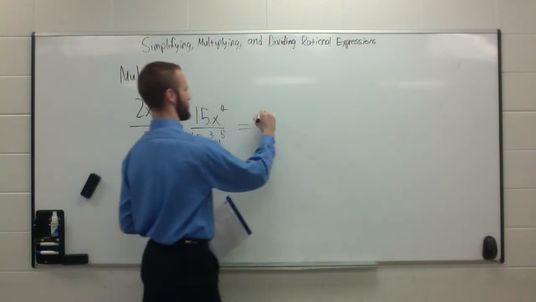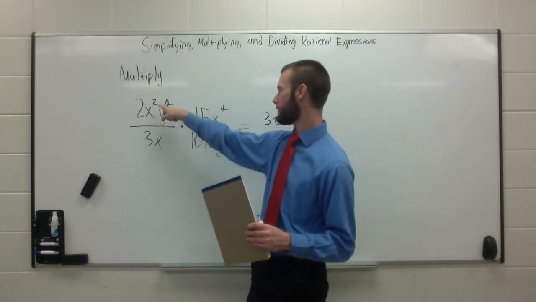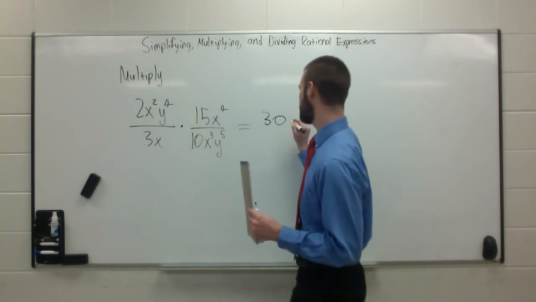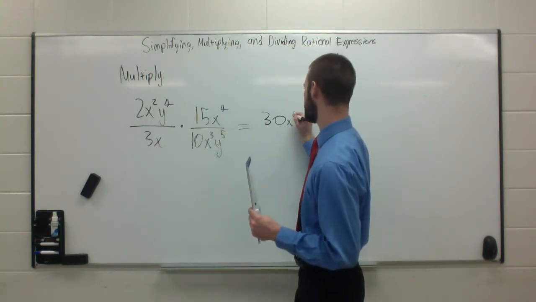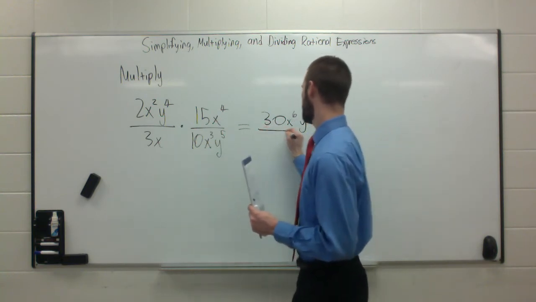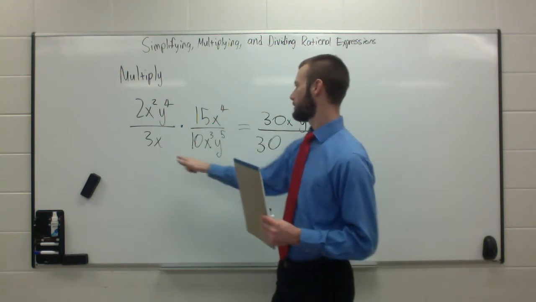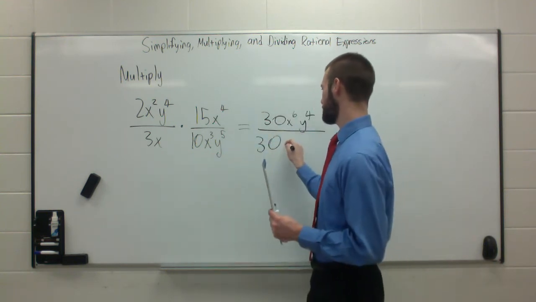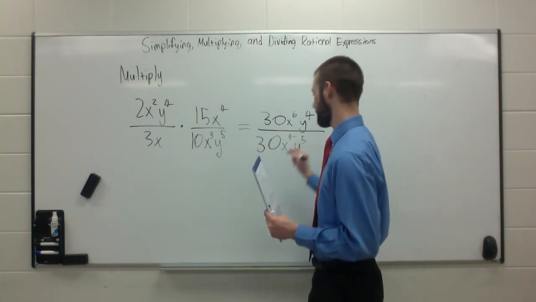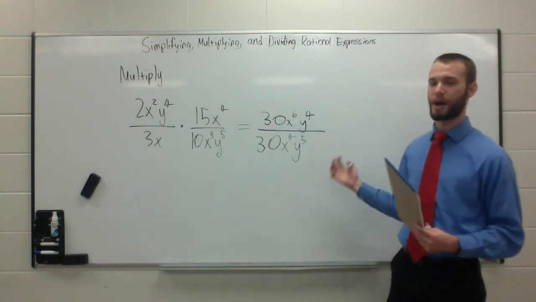2 times 15 is 30. Then we multiply x squared times x to the 4th. If we multiply numbers with the same base, we add the exponents. So that's x to the 6th, and then y to the 4th. We don't have anything to multiply the y by. All over, 3 times 10 is 30. x times x cubed is x to the fourth, and we don't have anything to multiply the y by. Now that we've multiplied, we can simplify this fraction because there's common factors.